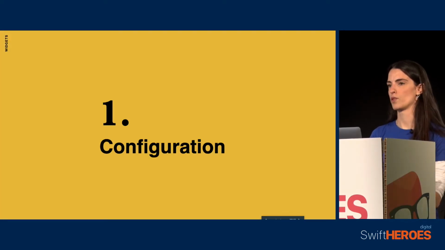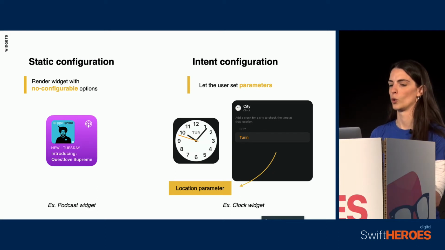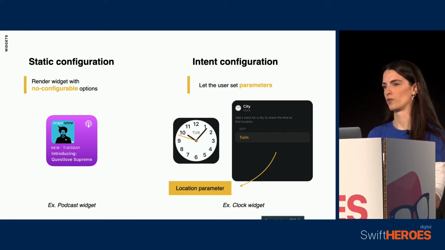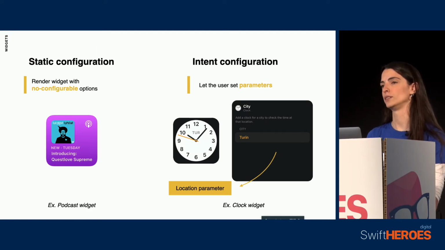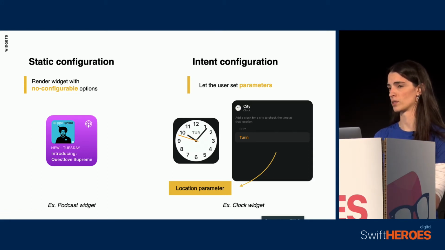We can start with the configuration. Widgets support two types of configuration, a static configuration and the intent configuration. The static configuration renders data as it is, so it has no configurable parameters. The user can't change the information they are seeing. For example, the podcast widget just displays the last podcast that you've listened to, so you don't have the chance to change it. Otherwise, the intent configuration has configurable parameters, so the user can set the parameters to change the data filter.